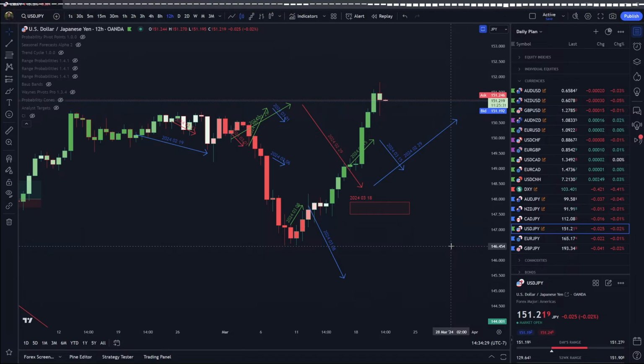And again, that's retail, that's discretionary. There are guys who build models to try and automate this stuff.